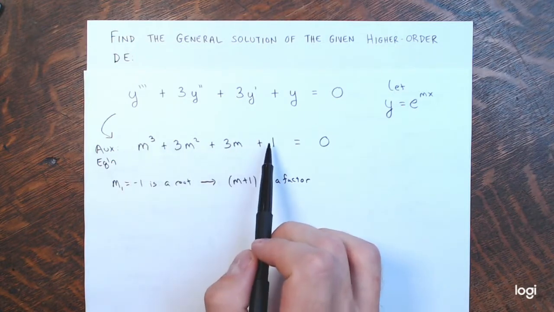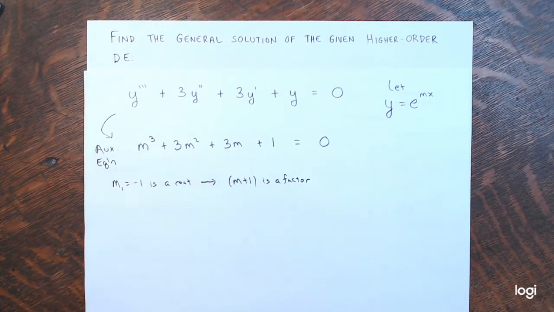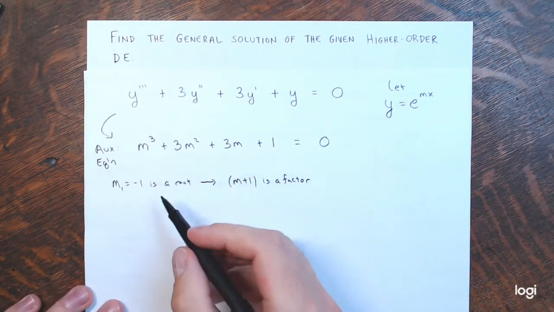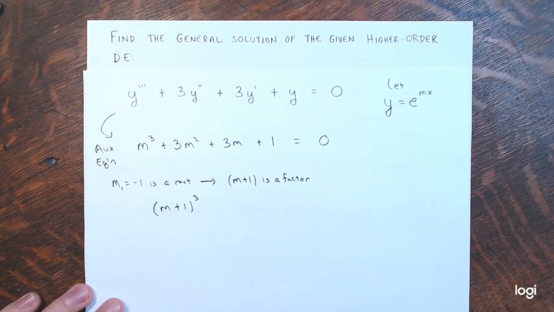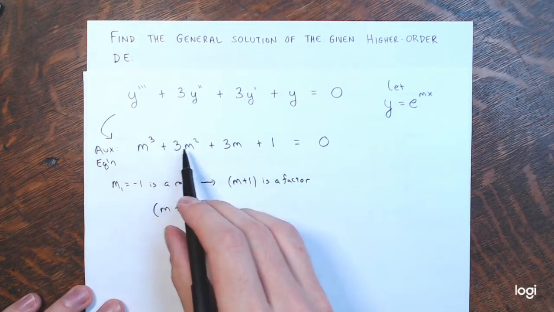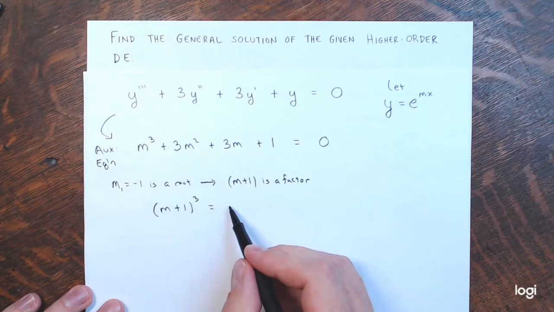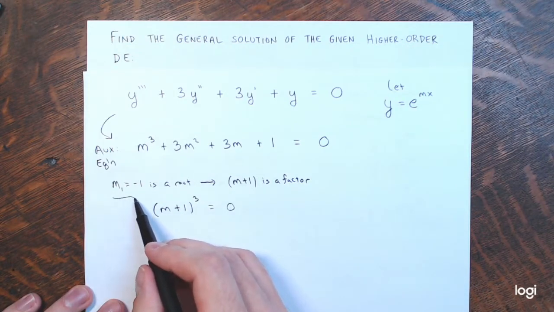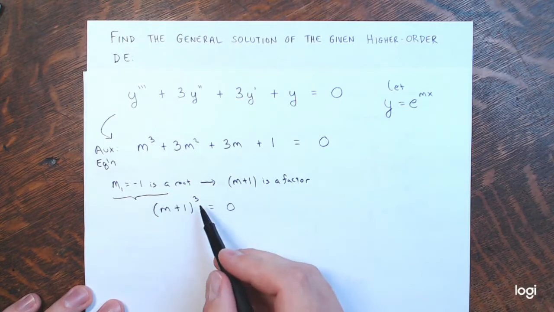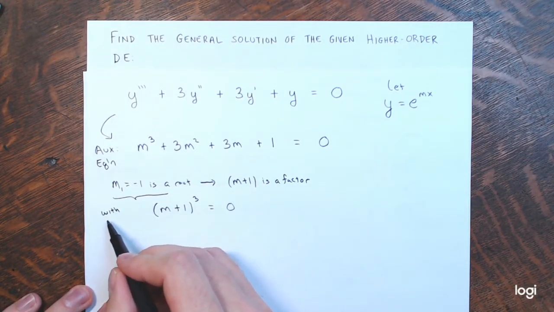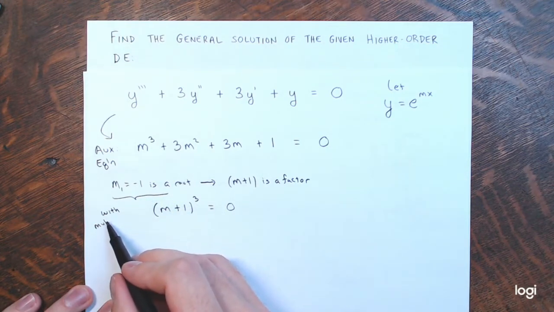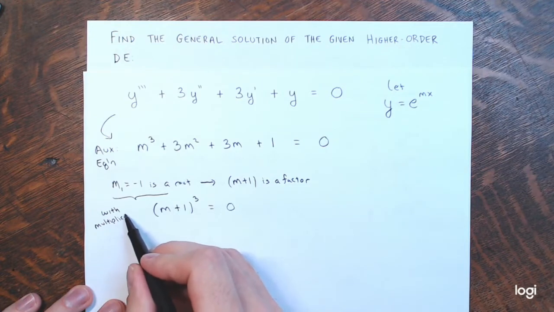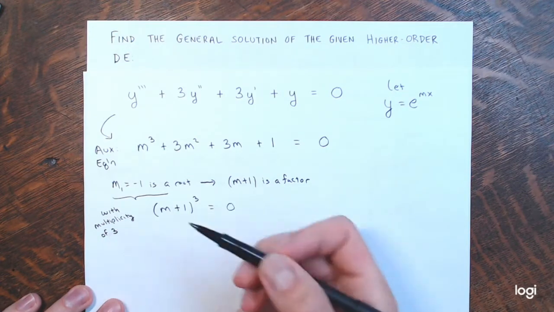1, 3, 3, 1, remember those are the coefficients from the third row of Pascal's triangle. So this actually factors to m plus 1 cubed, and I'll let you verify that. So this left side is m plus 1 cubed equals 0. So this is a root, but with a multiplicity of 3, because there are 3 factors that -1 makes 0, with a multiplicity of 3.